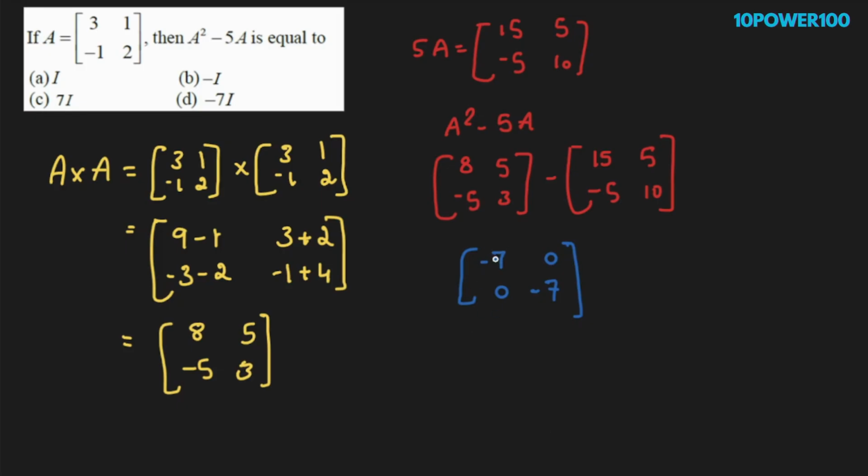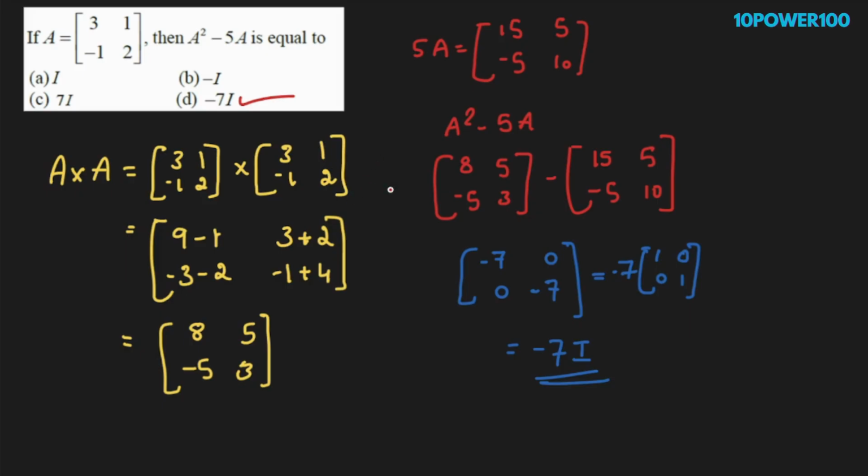Minus 7. Now, if you take 7 common, we get minus 7 common. Okay, minus 7 common, we get 1 0 0 1. So the answer is minus 7. This is the identity matrix, minus 7I. So option D, minus 7I, is the correct answer.